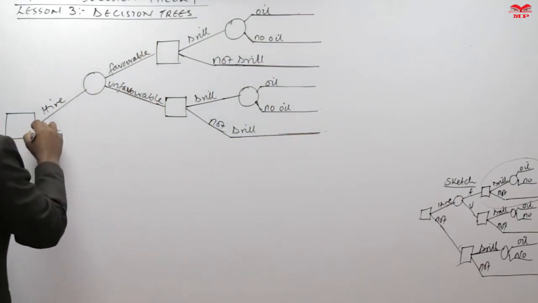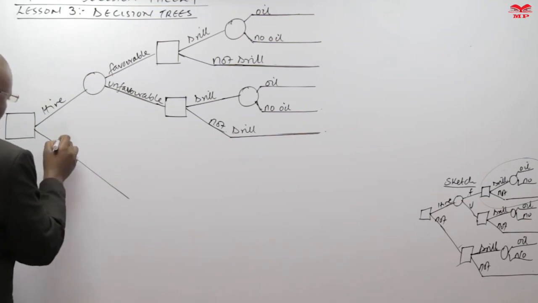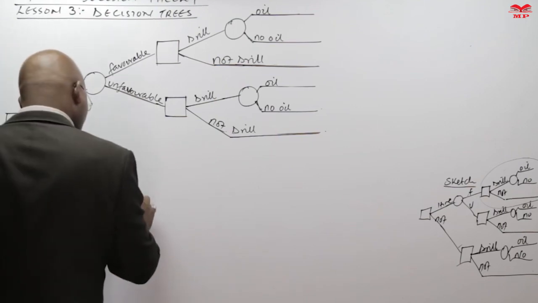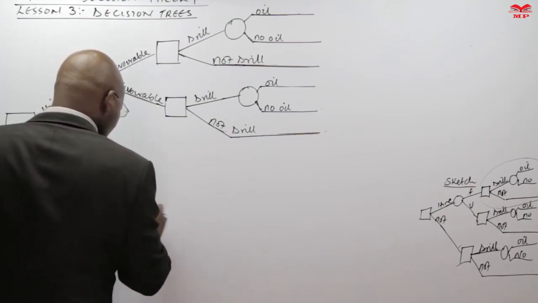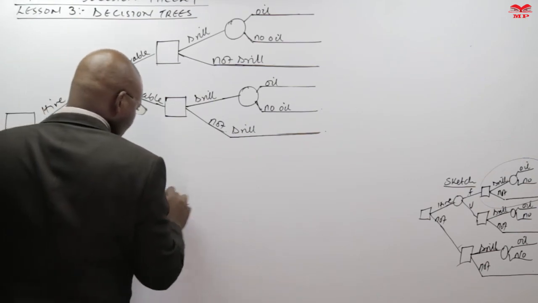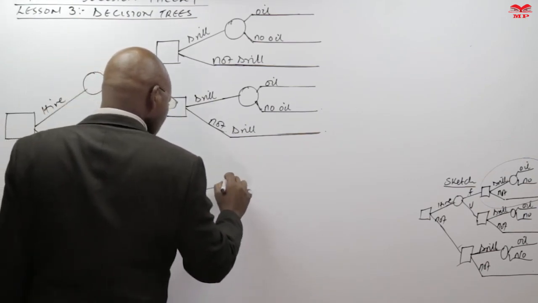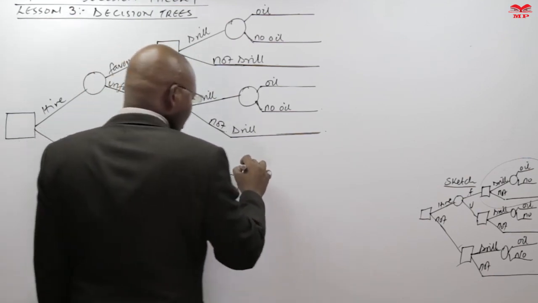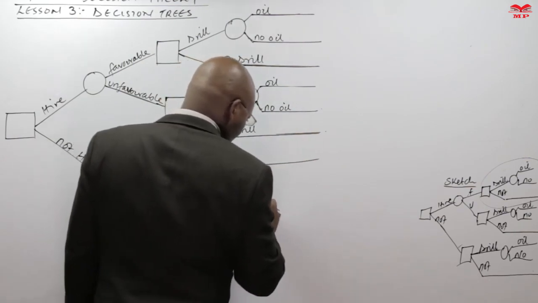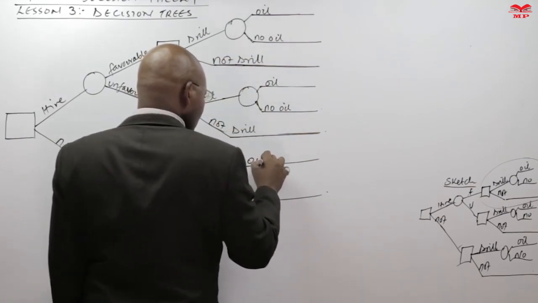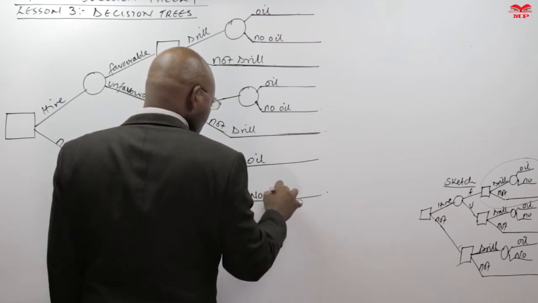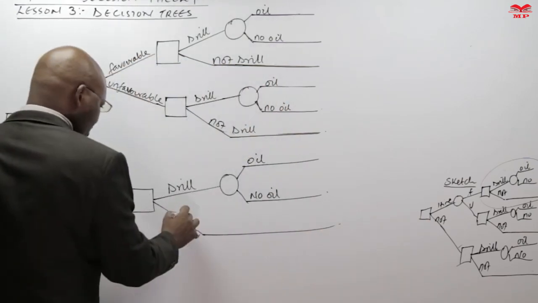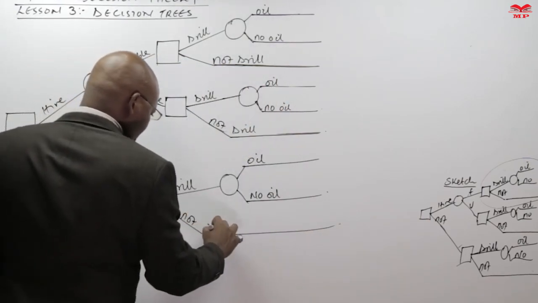Then we have the other side of not hire. We also have the decision to make here, where we say we drill for oil. This is drill for oil. When you drill for oil, you get oil or no oil. This is oil, this is no oil. And if you don't drill for oil, then you don't make any profit there. So this is not drill.